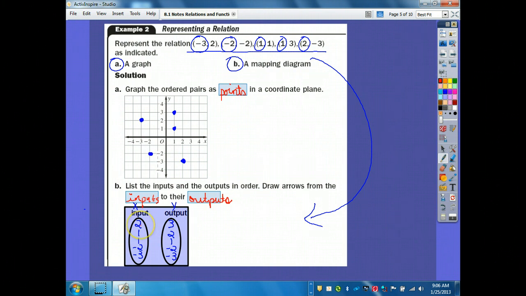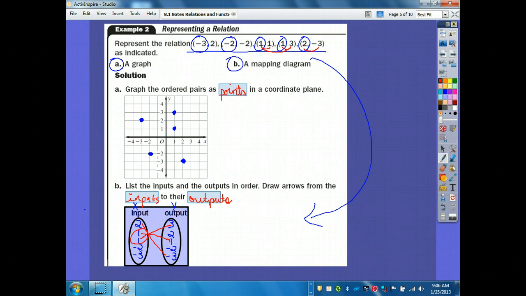So what was matched with the 2? The 2 has to go to the -3. The 1 has to go to a 1, and one of them has to go to a 3. One of them has to go to a 1, and one of them has to go to a 3. I'm going to circle that right there for a reason. I'm going to show you why.